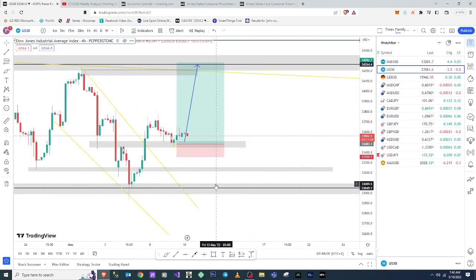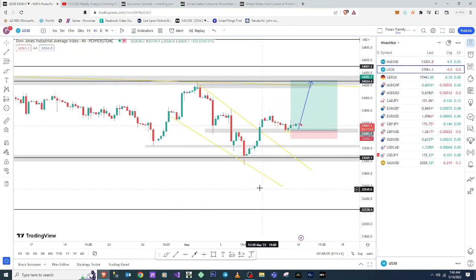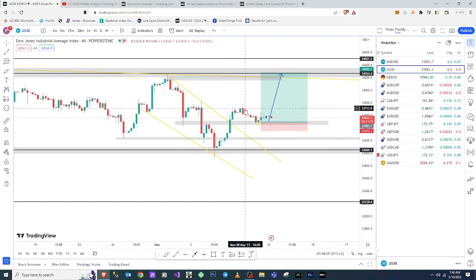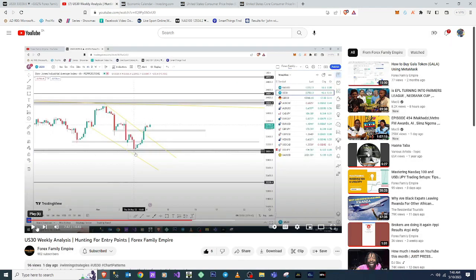You can see that the graph was somewhere here, guys. So we wanted it to come and touch this level so that we can start buying from this level. As you can see, this is exactly what happened. Let me play that video. You can hear what I said.